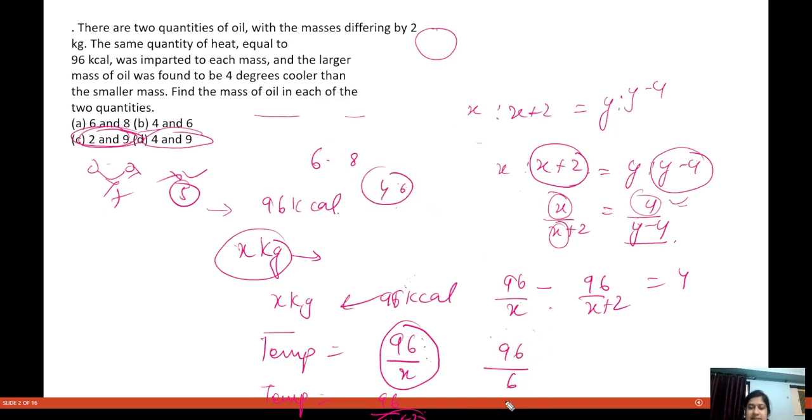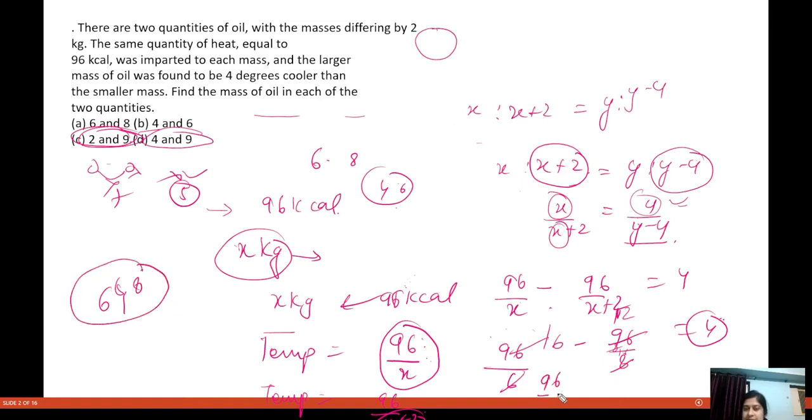So we have 96 divided by 6. Okay, 96 divided by 6. So this will definitely come to be 16. And we have 96 divided by 8. This will come to be how much? This will be 8 one times. Okay. And this will be 2 times. So this is definitely coming to be 4. So say this 6 and 8 is definitely satisfying the equation.